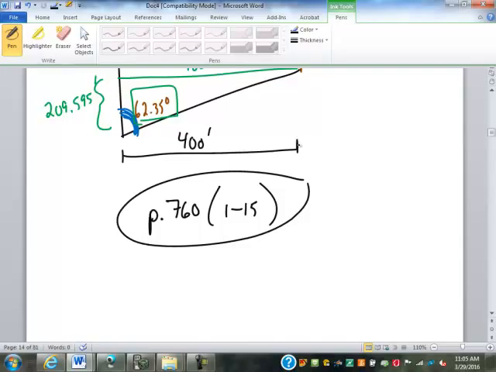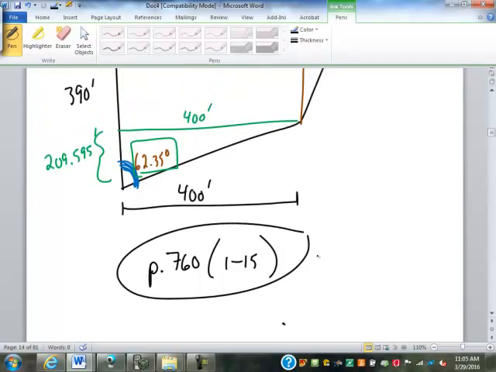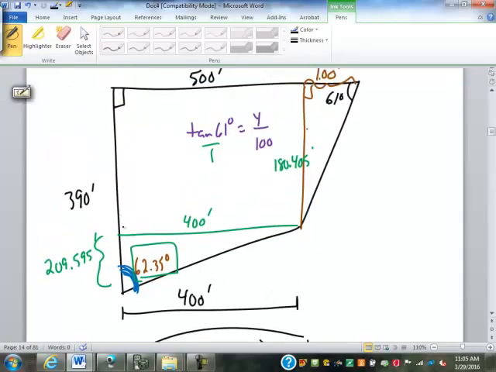But did you get the second triangle? I got the 180, but 400. 390 minus 180 gives you this.